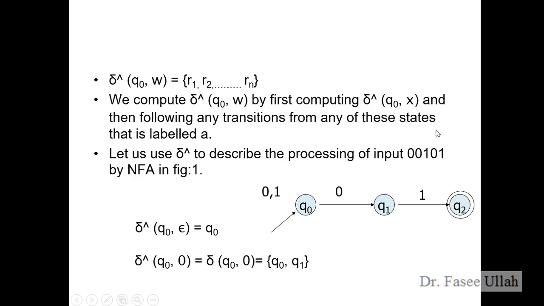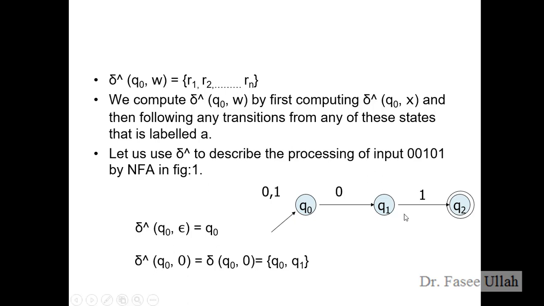So we have another example here. We want to process the input 0, 1, 0, 1 by the NFA, keeping figure 1 in mind. So we can design the generic diagram for this one. Let's see it one by one. We start with the initial state and the empty string. We already know the transition function of q naught on the empty string is equal to q naught, so we write q naught, right?